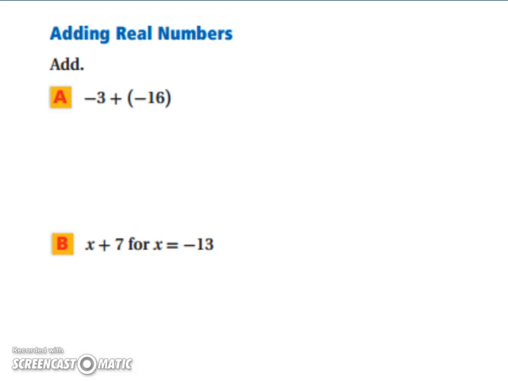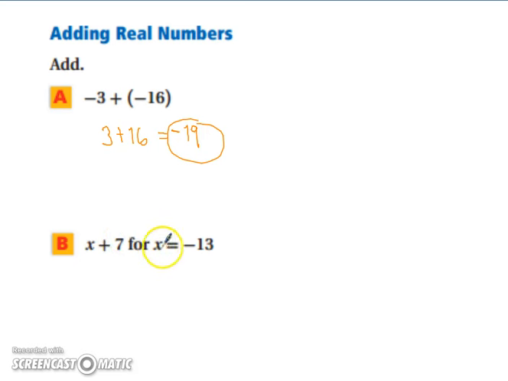Let's try adding real numbers. So we have -3 plus -16. We're going to add 3 plus 16, since both of them have the same sign, and that brings us to 19. And then what's the sign that they both have? Well, they're both a minus, so it's going to be a minus sign.